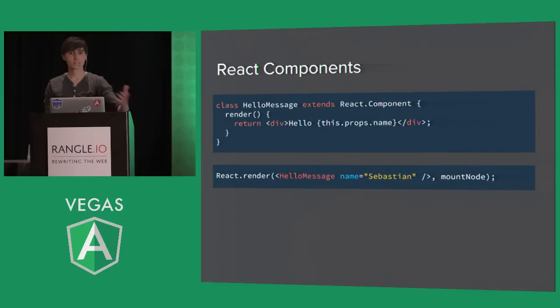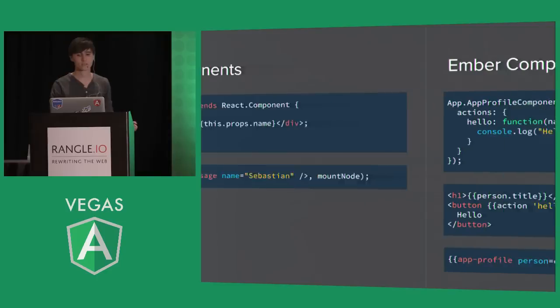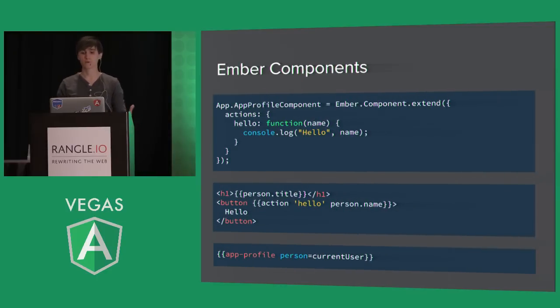With React, React is very famous for using components. So we can create an ES6 class, extend from a component, and then inside of this class, we can write all the logic we need to create this component. And then inside of the render function, we can express our view. And then this gives us our custom component, which is our hello message. And Ember has components as well.